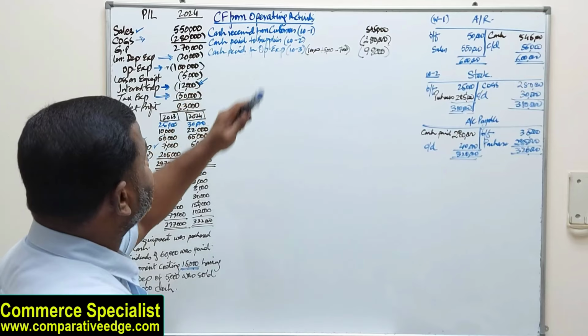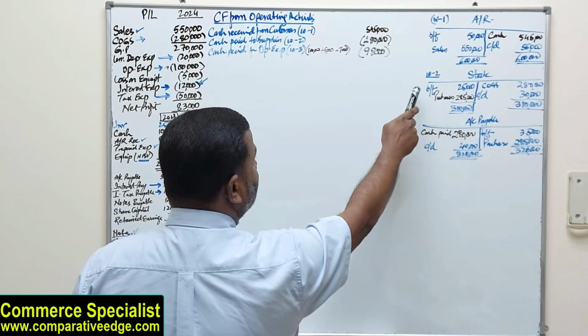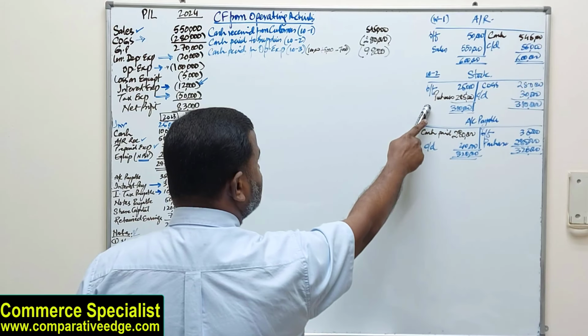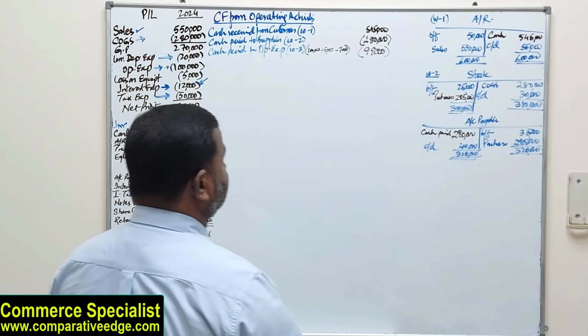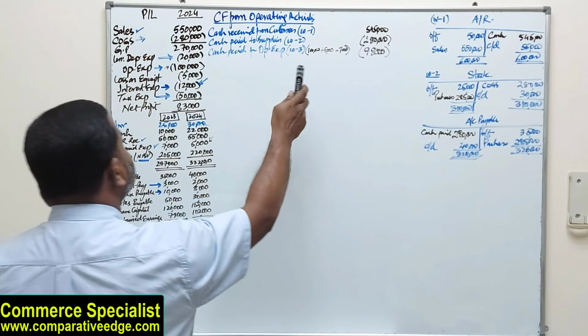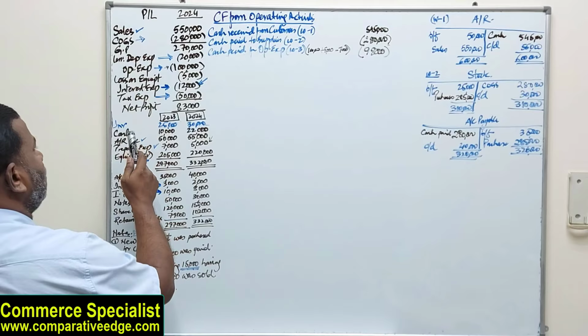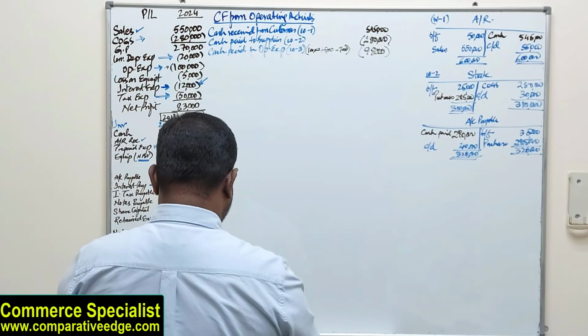We are done with cash received from customers, 545, cash paid to supplier. I did two workings, first to calculate stock. Through stock account, we calculated purchases. Through accounts payable, we calculated how much cash has been paid to suppliers, which is 280. For cash paid for operating expenses, I simply took 100,000, added closing prepaid and minus opening prepaid expenses. So I got cash paid.